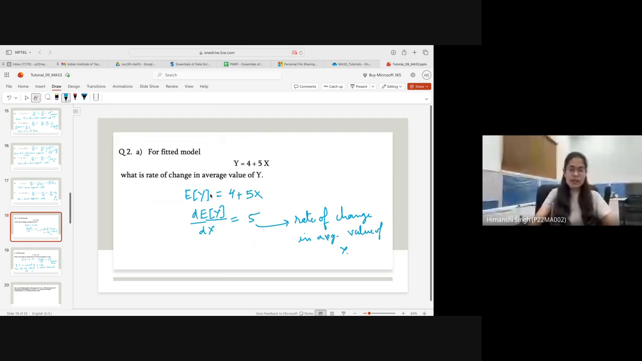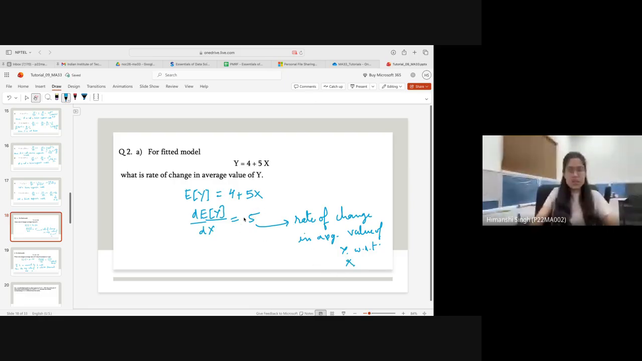If I consider the expected value of y, that is equal to 4 plus 5x, because 4 is a fixed constant, 5 is a fixed constant, and x is also considered fixed in this particular setup. So the rate of change in the average value of y will be d/dx of this expected value of y, because I want the rate of change in the average value of y with respect to x only. So that is equal to 5. So 5 is the rate of change in the average value of y with respect to x.